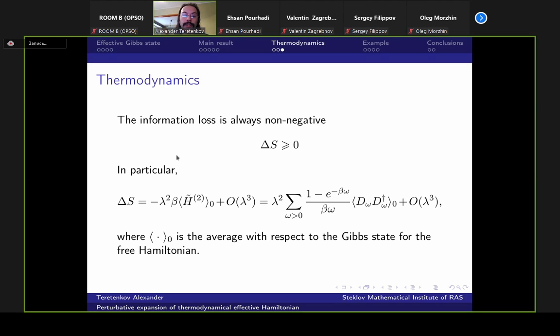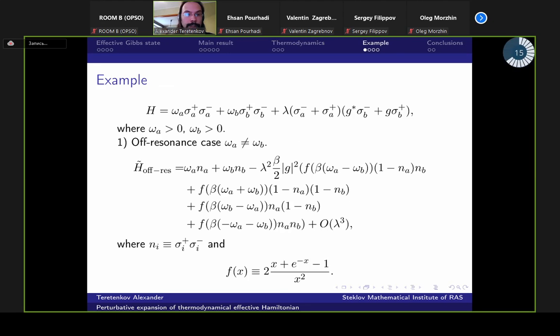And its positivity is directly related to the positivity of this information loss. And let us consider an example. It is just two interacting two-level systems.